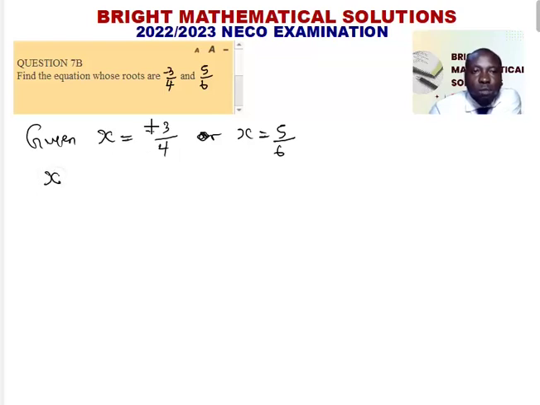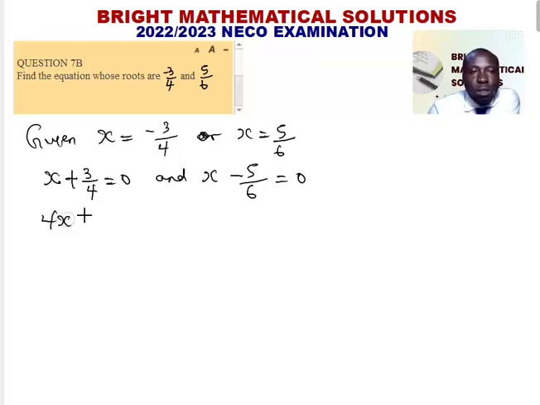So x, if we take this inside, becomes plus 3 over 4 equals 0, and x minus 5 over 6 equals 0. Let us convert this to a linear equation such that if we multiply this expression by 4, it becomes 4x plus 3 equals 0. And if we multiply this by 6, 6x minus 5 equals 0. Since these are the roots of the equation, if we multiply the two together, it must give us back the equation.